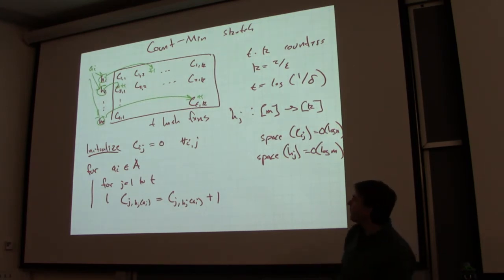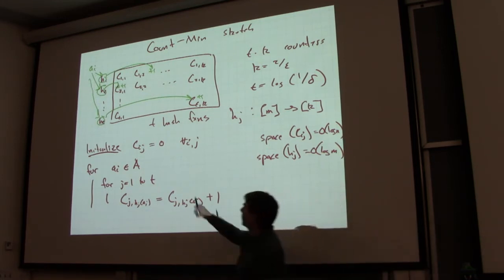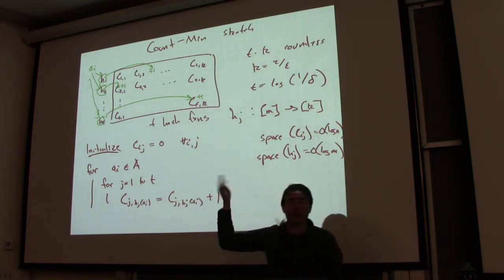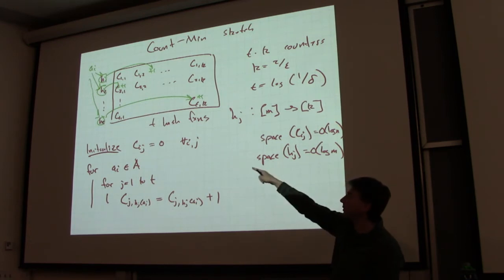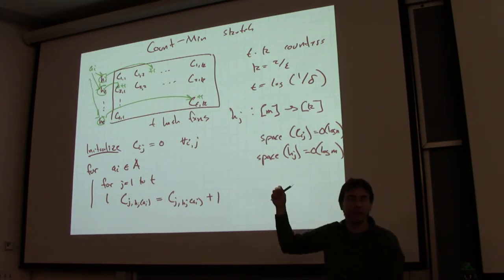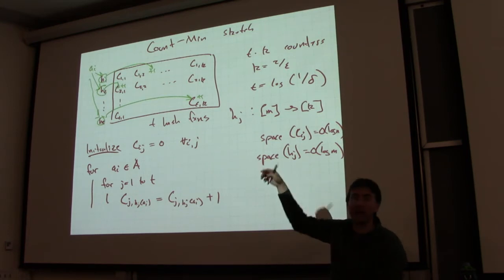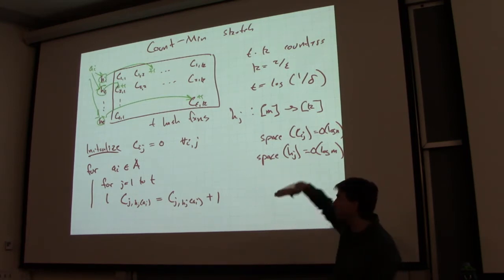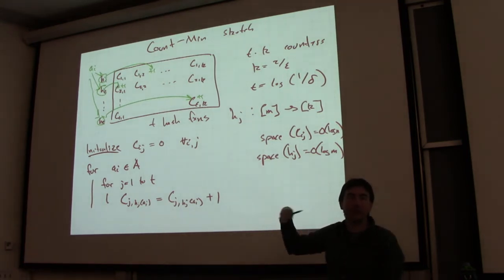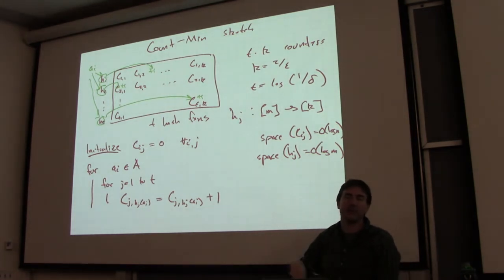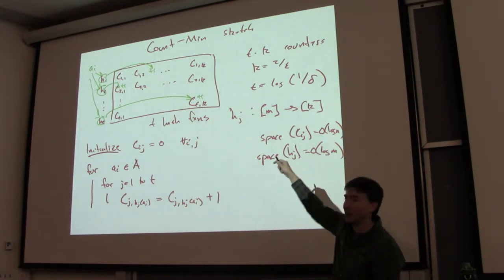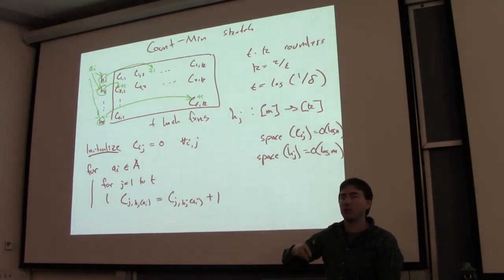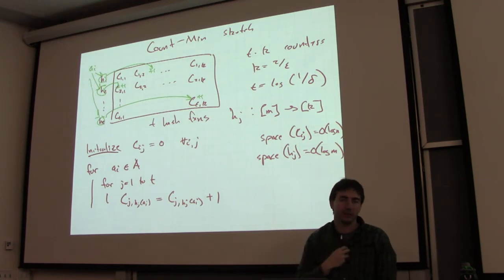Okay, and if I see the same element of my universe, the same IP address twice, the hash functions are deterministic once I've chosen them. So they're going to map onto the same counter. The same counters in each row will get incremented twice if I see the same IP address twice. If I see it 1,000 times, each of the same counters will get incremented 1,000 times, once for each time I see that IP address.